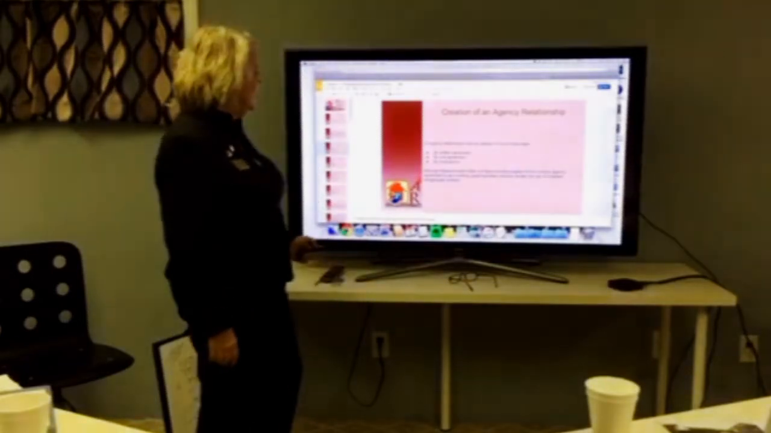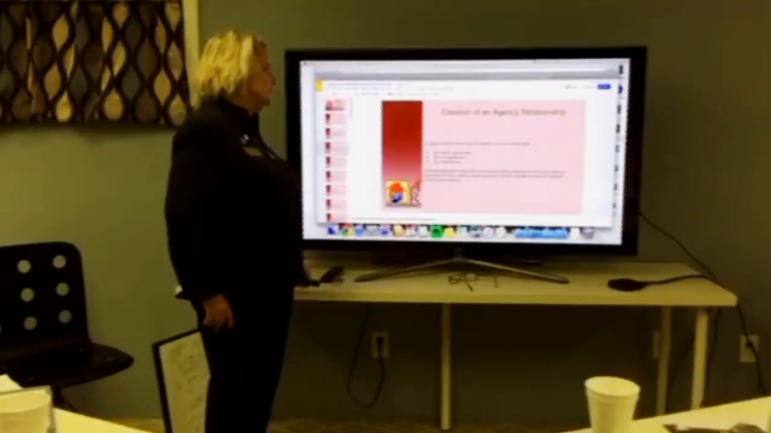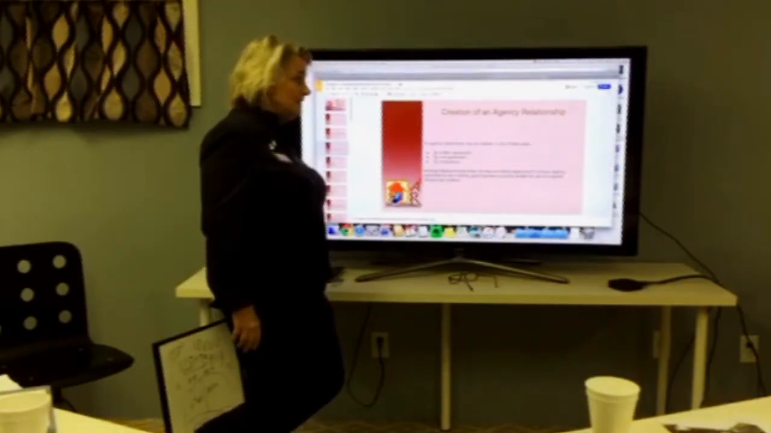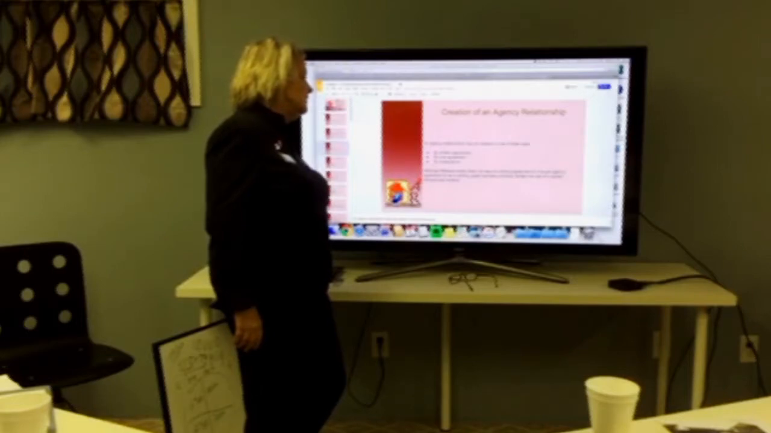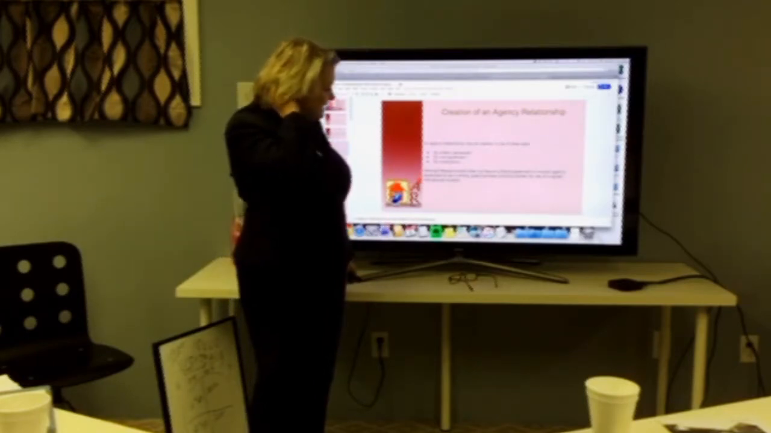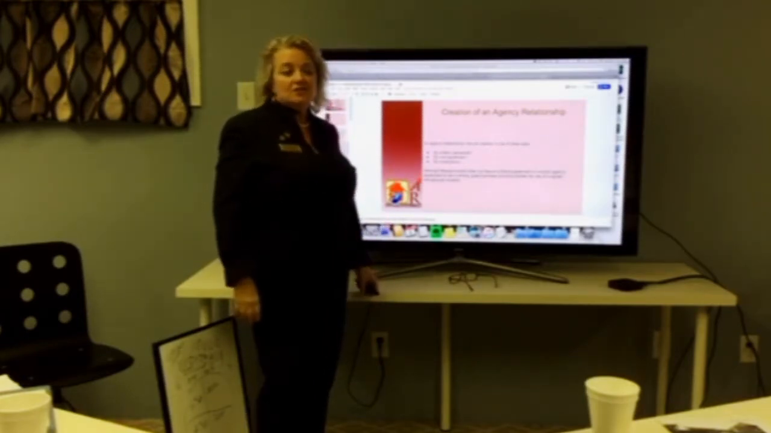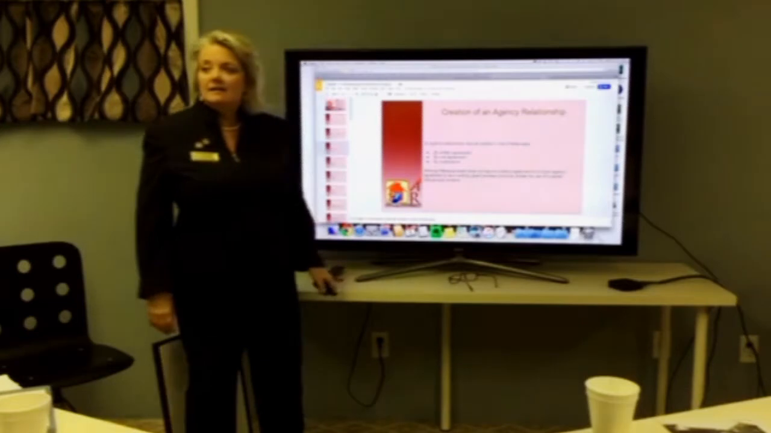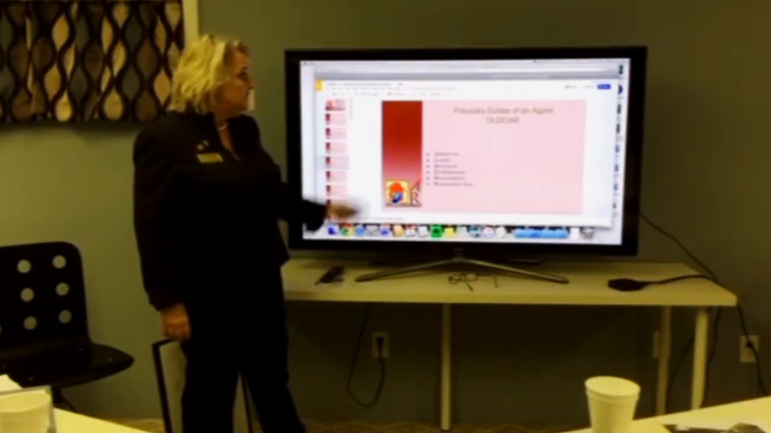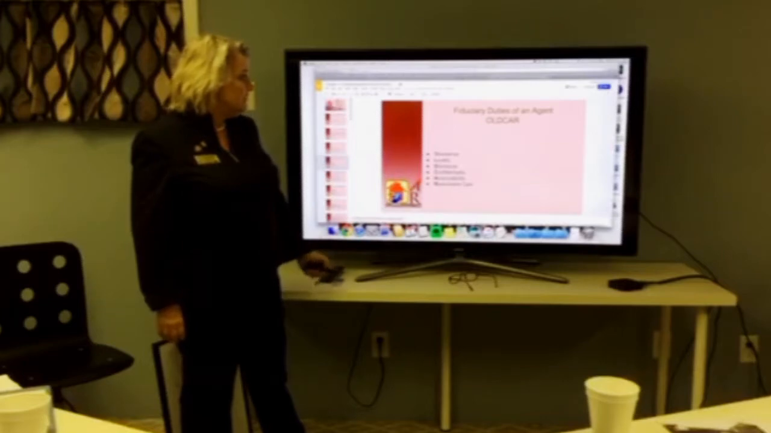Okay, an agency relationship can be created in one of three ways: by written agreement, by oral agreement, or by implication. Although Mass does not require a listing agreement or a buyer agency agreement to be in writing, we talked about that, good business practices dictate the use of a signed listing and buyer contract. So you should, okay? And company policy may say that you must. Okay, fiduciaries, duties of an agent, OLD CAR, we talked about that.